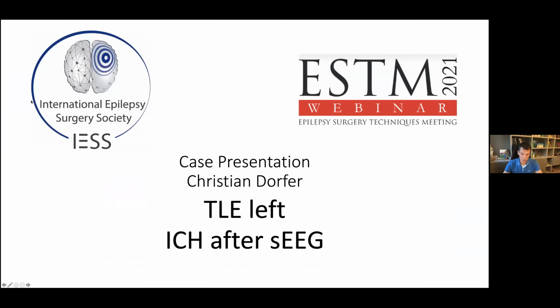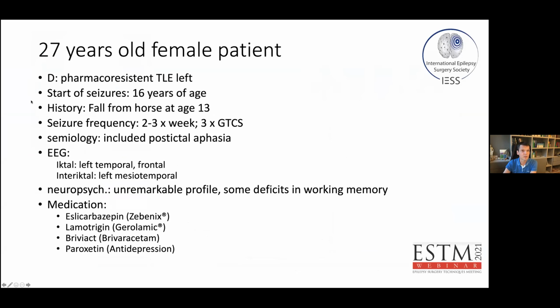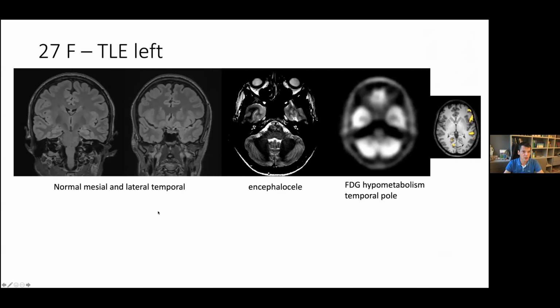Okay, so I will show you a complication after a depth electrode placement in a 27-year-old female patient with a left TLE, who started seizures 16 years ago. In her history, she had a fall from a horse. Seizure frequency was high. The semiology was typical with post-ictal aphasia. Neuropsychology was unremarkable, with some deficits in working memory, and these were her medications.